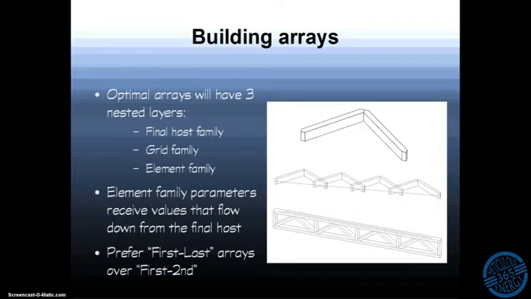So the optimal arrays will have 3 nested layers. You can do it with 2, but optimal will have 3. You'll have your final host family, which you can see here is the truss. You will have a grid family, which is the intermediate step, and then you'll have the individual element that is being arrayed out.